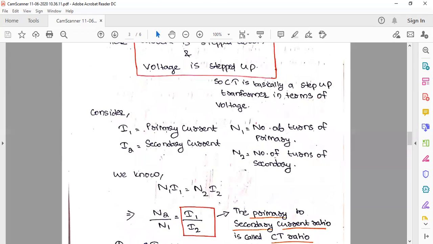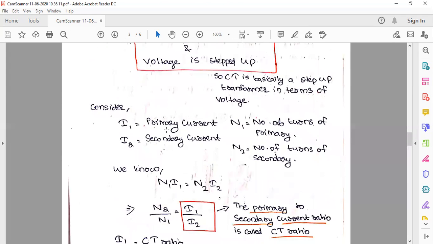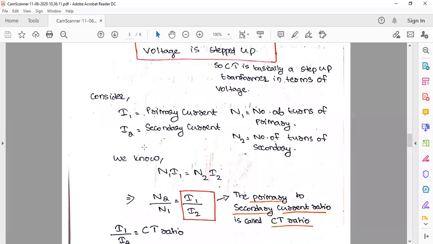So now your transformer basics should come into effect. Consider I1 is the primary current, I2 is the secondary current, N1 is the number of turns of the primary, and N2 is the number of turns of the secondary. And we know that for a transformer, N1 I1 is equal to N2 I2, because we derived that V2 by V1 is equal to N2 by N1 is equal to E2 by E1 is equal to I1 by I2, right? That same equation. This N2 by N1 is equal to I1 by I2.